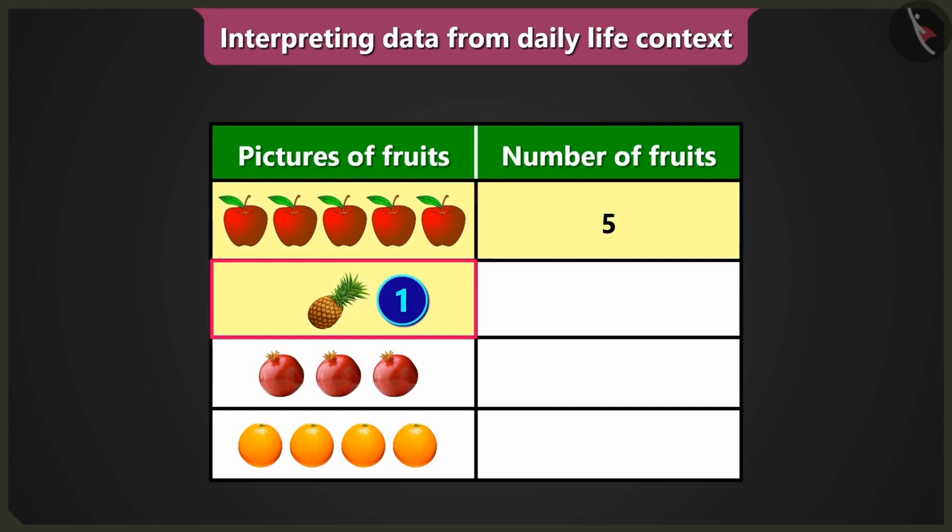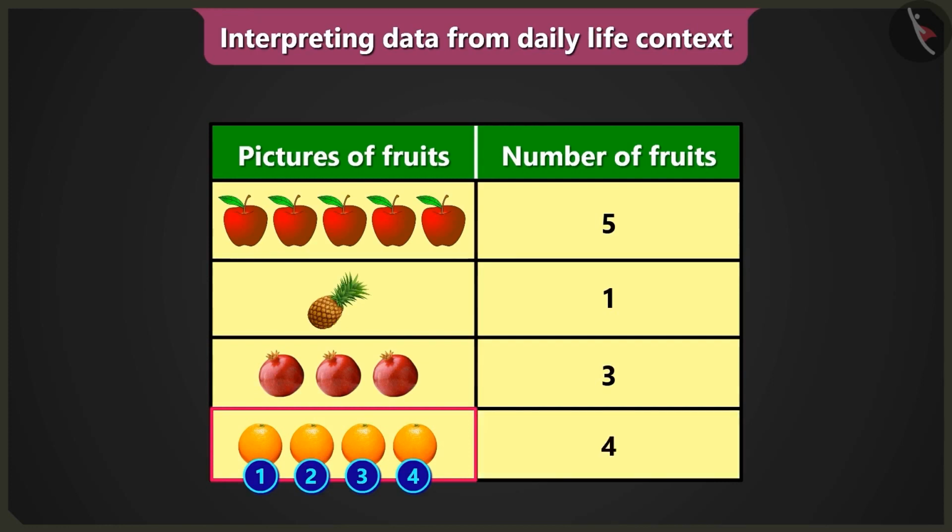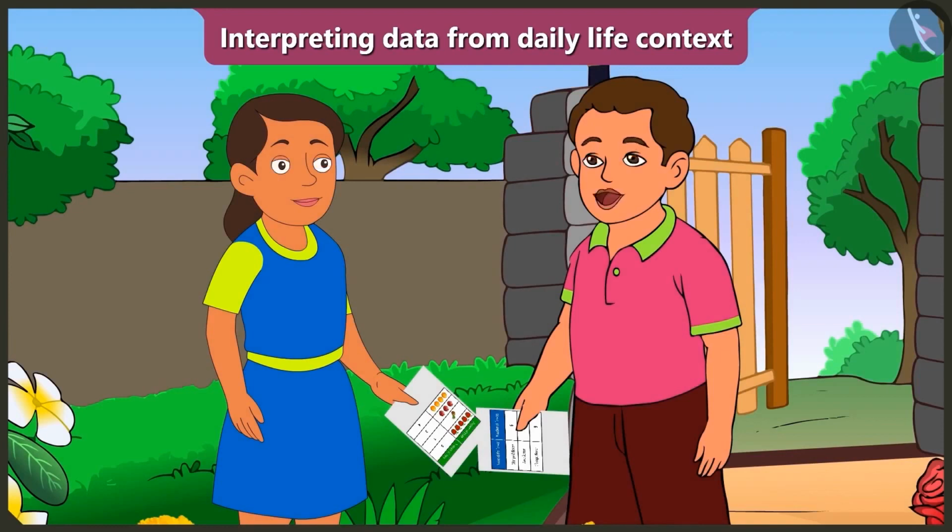Similarly, there is one picture of pineapple. So we have to write the number of pineapples 1 in the column of number of fruits. There are 3 pictures of pomegranate. So we have to write the number of pomegranates 3 in the column of number of fruits. There are 4 pictures of oranges. So we have to write the number of oranges 4 in the column of number of fruits.